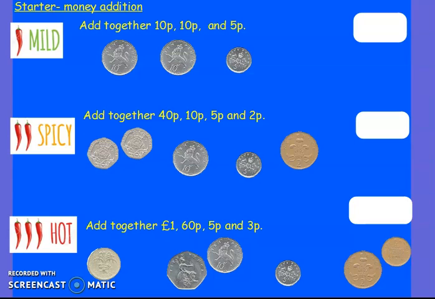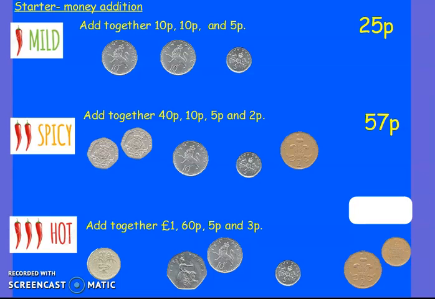Well done, Year 4. I hope you've given yourself a few minutes to work through these answers and written your work in your maths book. Let's have a look and mark together. So the mild challenge asked you to add 10 pence, 10 pence and 5 pence, giving the answer of 25p. Spicy challenge was a little bit harder. 40p, add 10p, 5p and 2p.